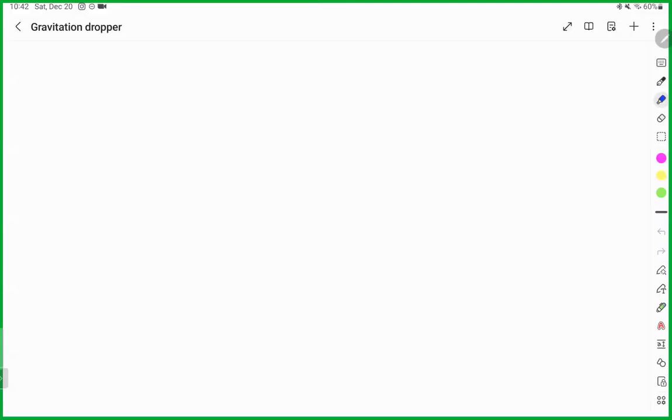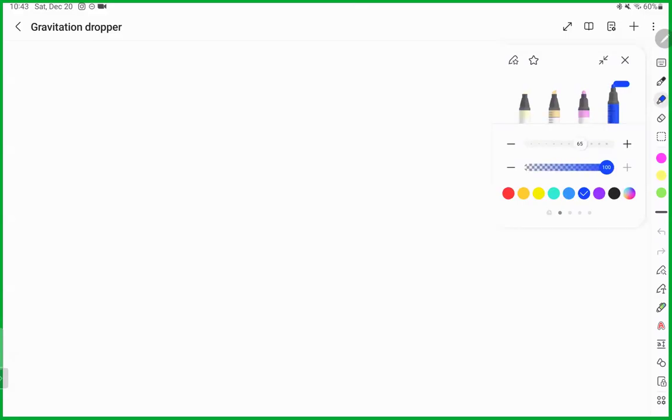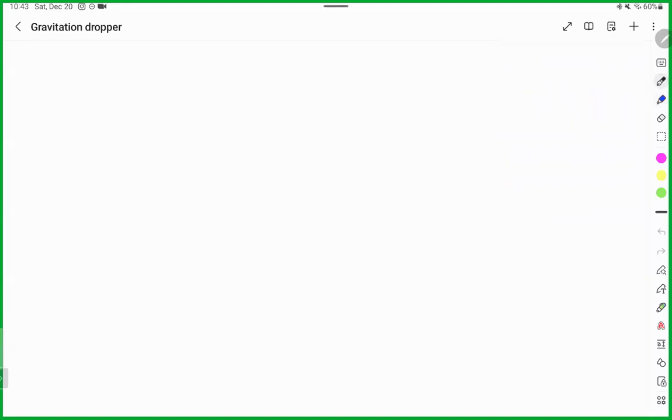So, as I mentioned, we are supposed to start acceleration due to gravity. New topic is acceleration due to gravity. It is one of the easiest topics you always feel comfortable about.